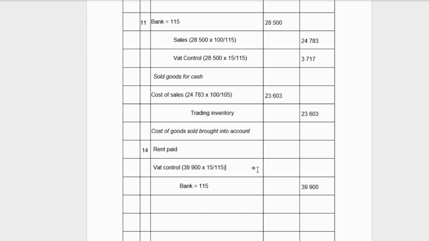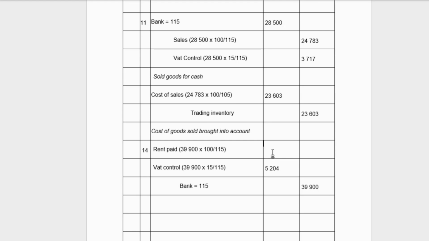Okay? And then how much is your VAT right there? So your VAT is equal to 5,204. Okay. And then how much is your rent paid or your rent expense? In brackets, you're going to say 39,900, you multiply by 100, you divide by 115. Okay.